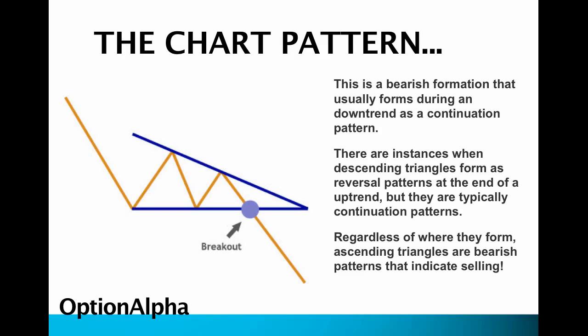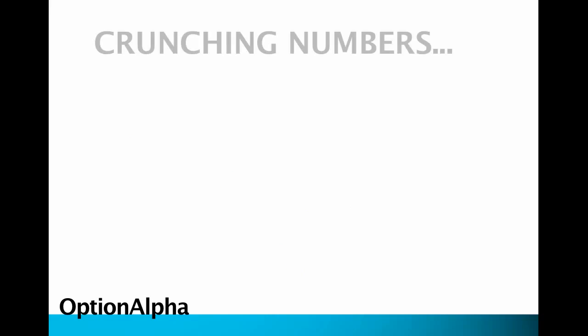There are some instances where this pattern will form at the top of a trend, but usually it's a little bit more predictable and a little bit more reliable if they form in the middle of a trend. That's what they're usually good for. There are some other types of chart patterns that we've gone over in other video tutorials that are better representations of market tops. This is a good representation of a continuation. So regardless of where they form, descending triangles are bearish patterns that indicate selling or distribution of funds.